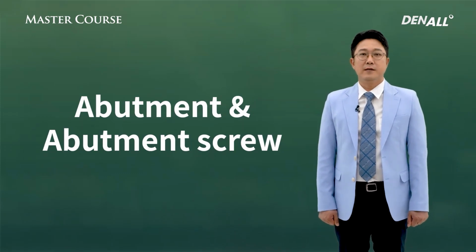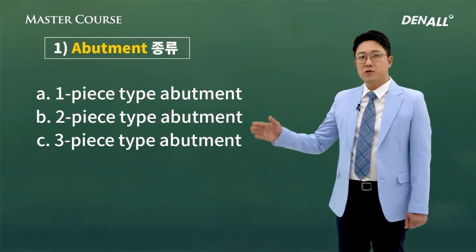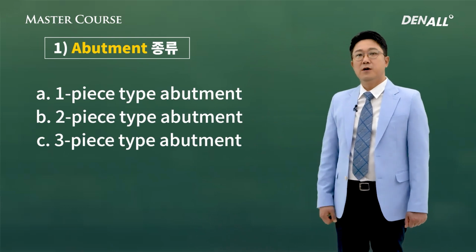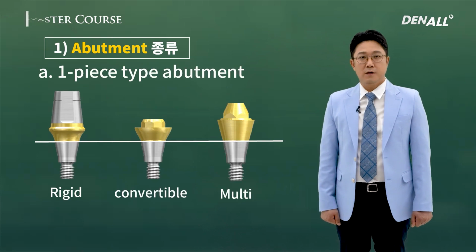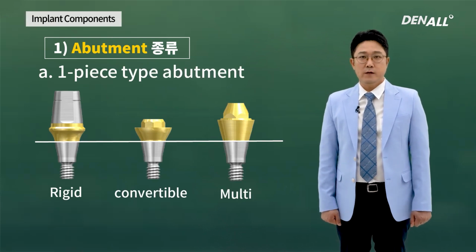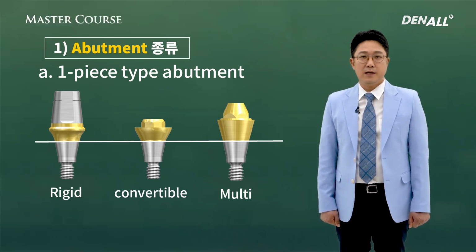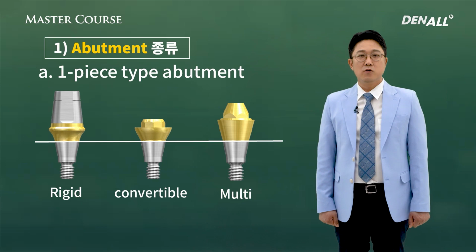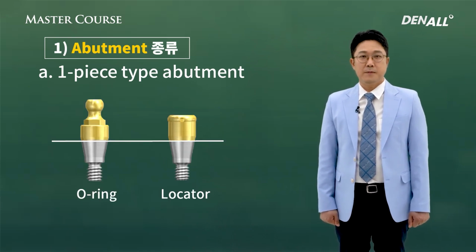Next, I'm going to talk about abutment and abutment screw that is connected to the superstructure. Abutment can be divided into 3 types. First, there's one-piece abutment where abutment and screw is one piece, and there's rigid type where crown can be fabricated on top, and convertible and multi-type where different superstructure prosthesis can be connected. And there's O-ring and locator abutment for denture support.